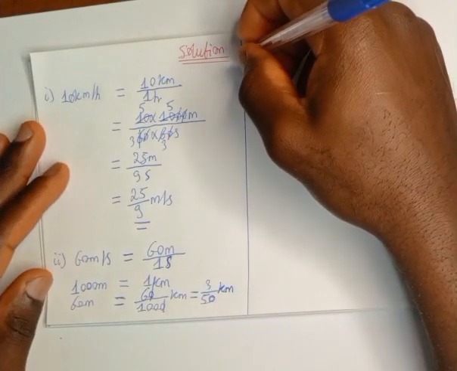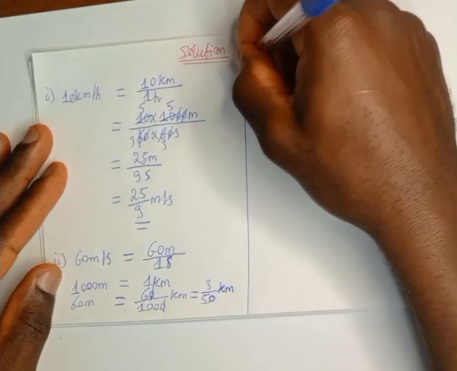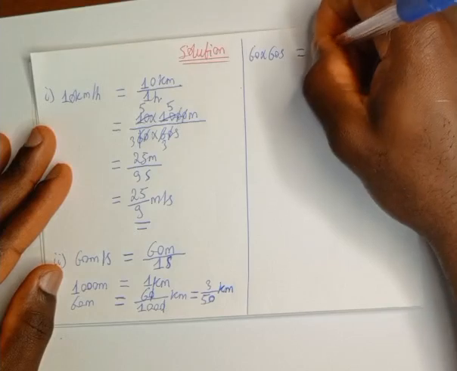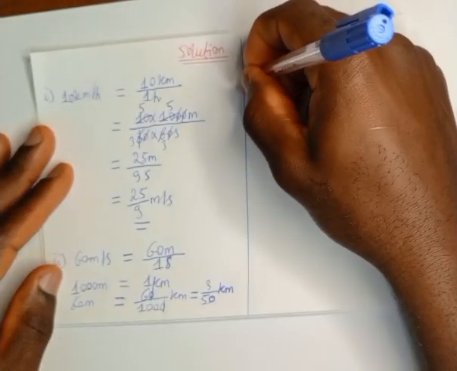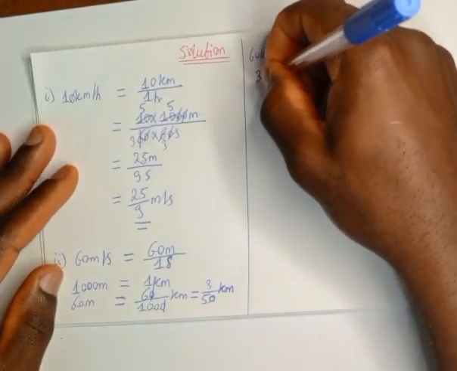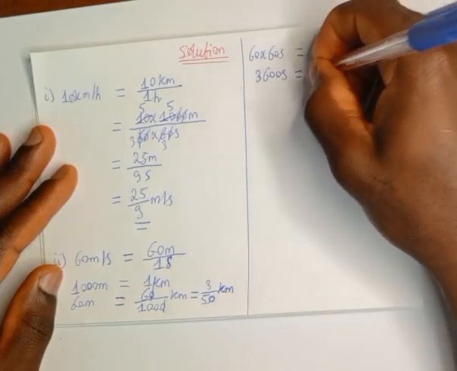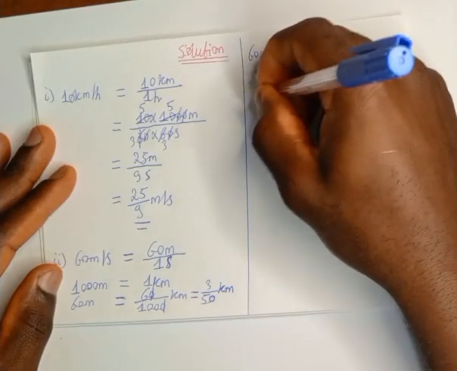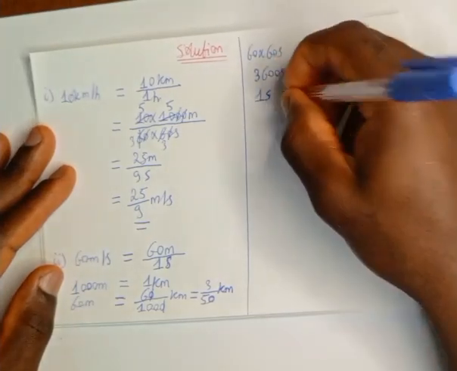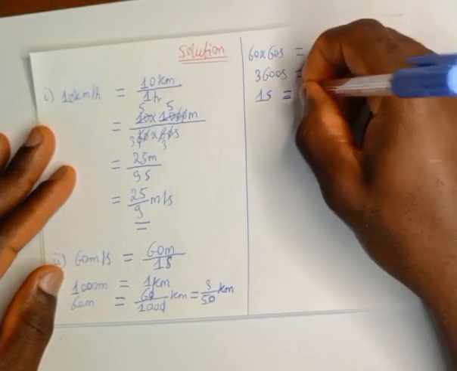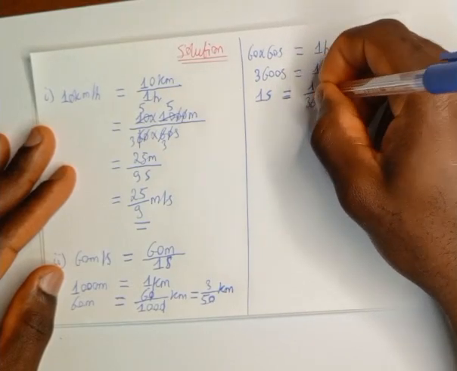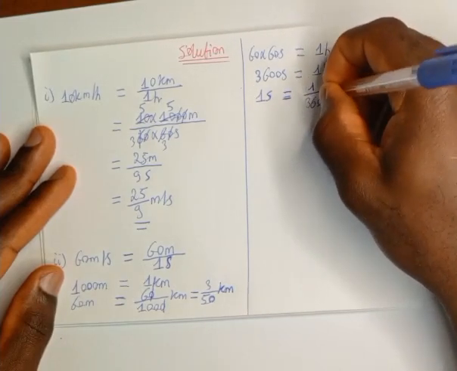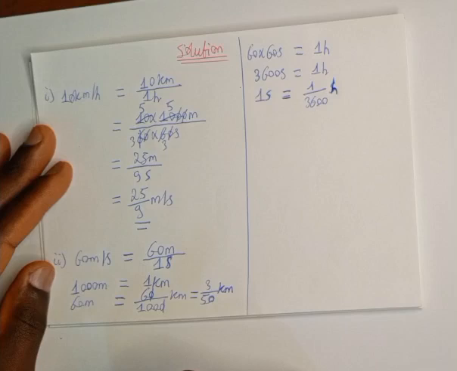The next, we have to convert 1 second to hours. You know, 60 times 60 seconds is equal to 1 hour. That is 3600 seconds gives us 1 hour. For us to convert 1 second to hours, it will simply be equal to 1 divided by 3600. The unit here will be hours as such.